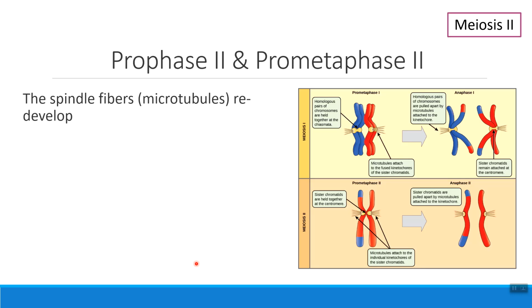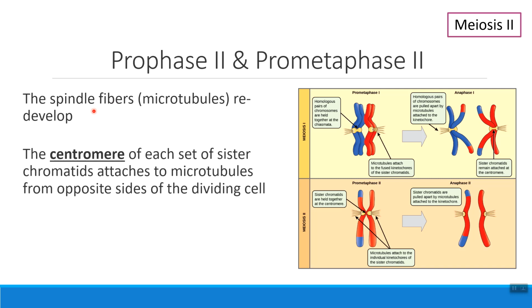So let's dive in. Prophase 2 and prometaphase 2. We rebuild the spindle fiber proteins, which are the things that are going to pull on our genetic information. When we are in prophase 2, however, we're going to attach our genetic information. We're going to attach my centromeres to both sides of the cell.